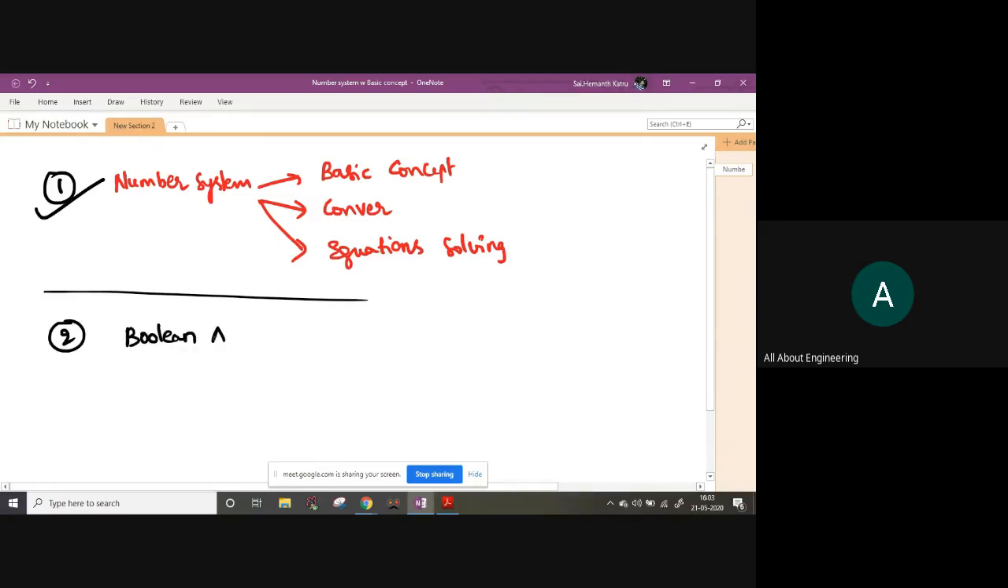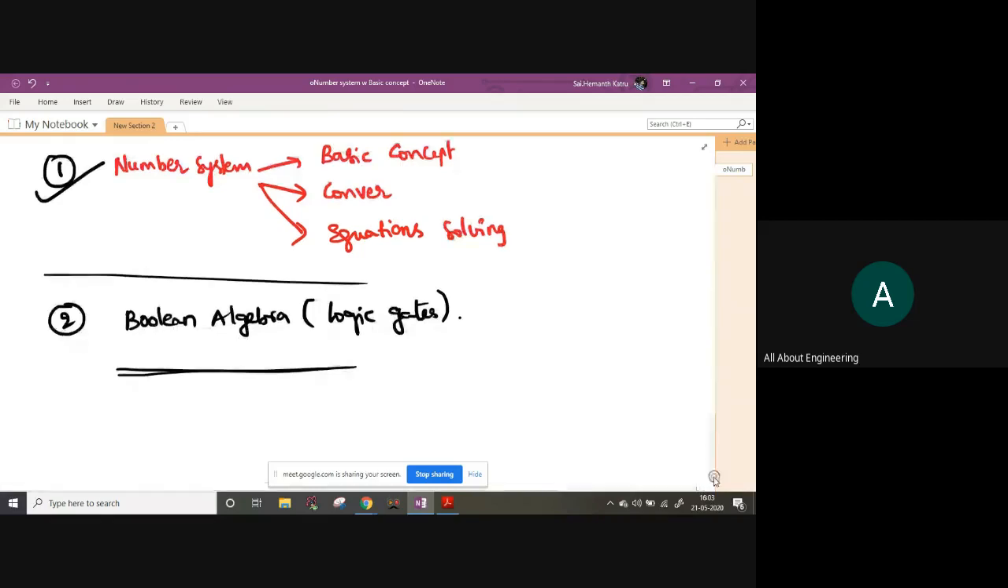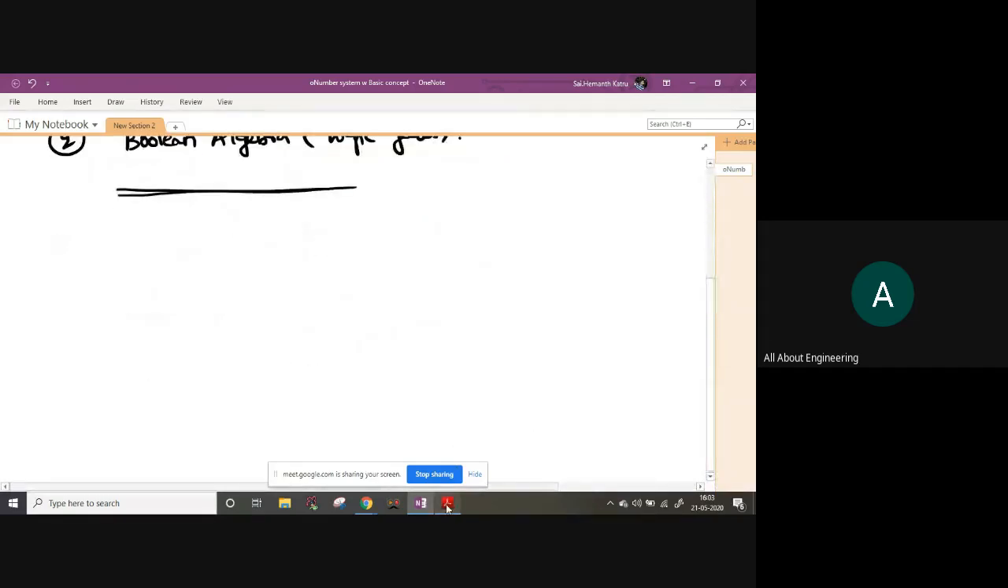In Boolean algebra, we will mostly focus on logic gates. And let's see if we can figure out K-maps also today. Let's start with Boolean algebra.